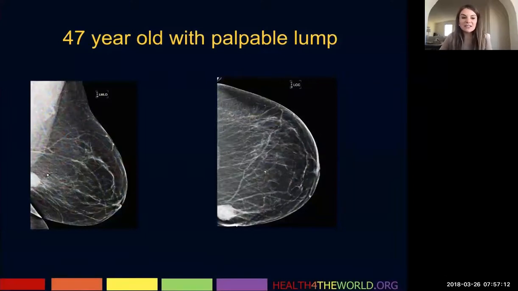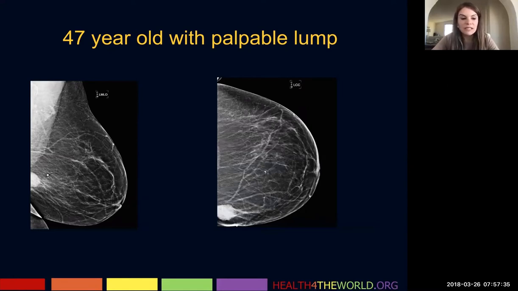So let's start. This was a 47-year-old woman. She came into us with a palpable lump. And we see that we got a CC, a craniocaudal, and our mediolateral oblique view. And we have this BB over where the patient feels the lump. And in this case, at kind of the edge of the mammogram, we're seeing this high density irregular mass.